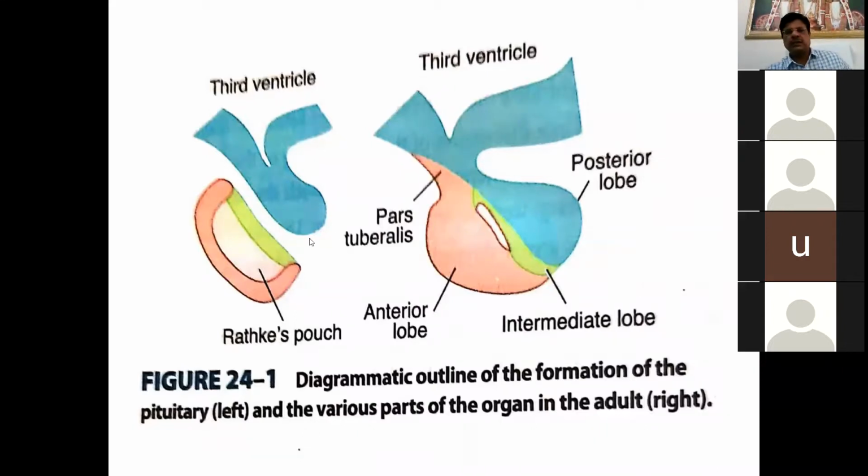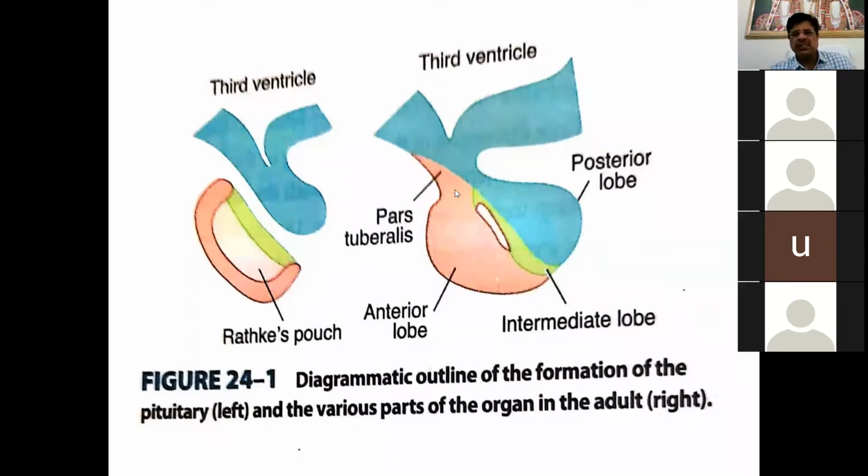What is that evagination called? It's called the Rathke's pouch. Okay. And then you also have the downward growth from the third ventricle. That part forms the posterior lobe. So these two will merge, and then you get the final pituitary gland. And in between these two, the dorsal part is going to form the intermediate lobe. We have a remnant here called the cleft.